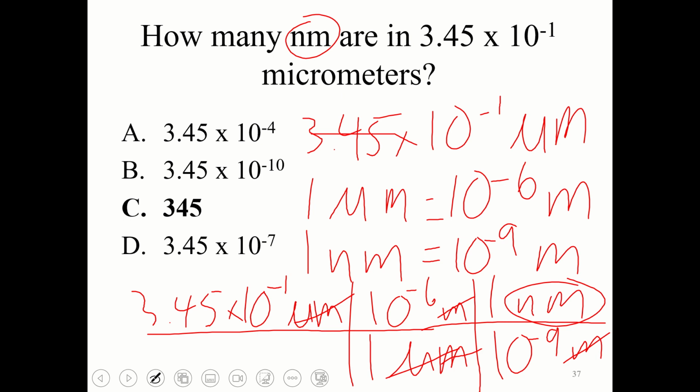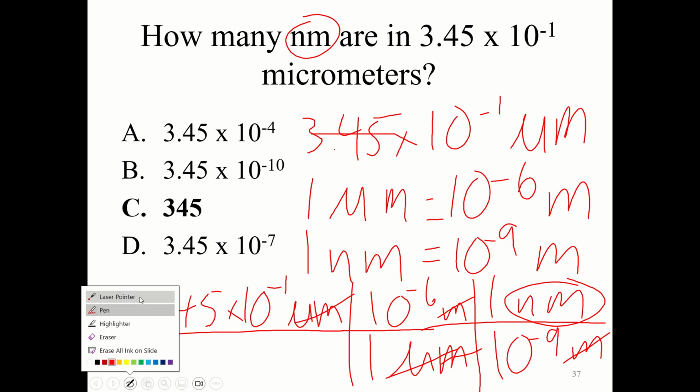So if you type this into your calculator, you should find the answer to be 345 nanometers.